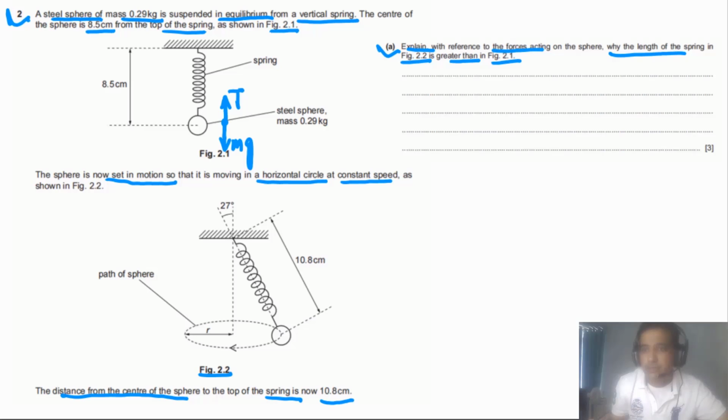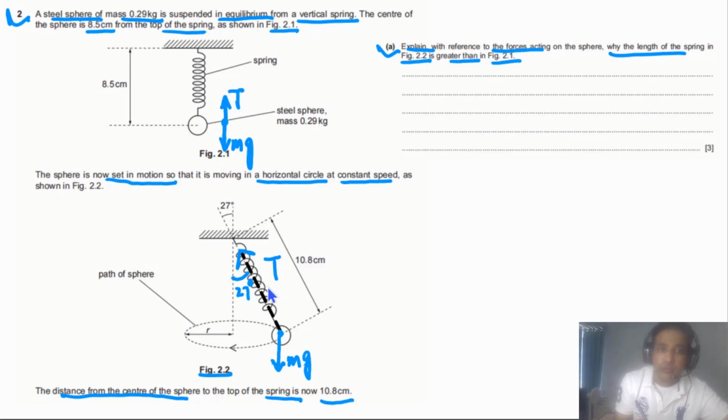And in the second case, there is also tension here, so we can draw this line here. There is also tension acting along this line, so we can say this one is T. Now if you look at this one, on the sphere there is one force that is acting down, that force is mg. But this tension has two components. This angle is 27, so this angle also has to be 27 because alternate angles are equal.